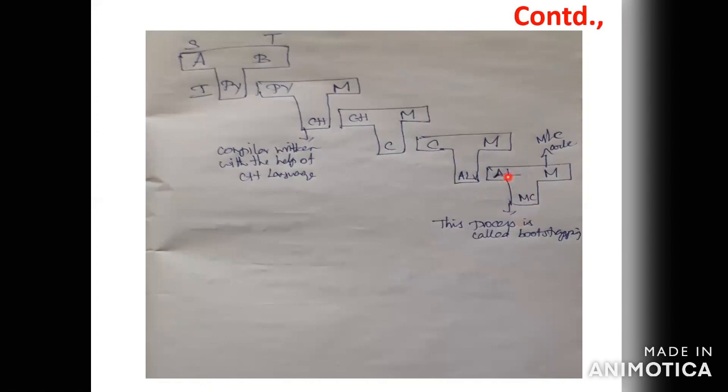So here the source language is assembly language, and the implementation is machine language. The output of the target program is machine code. So here I get the output based on the source language and the implementation part. So this process of steps is called the bootstrapping technique.